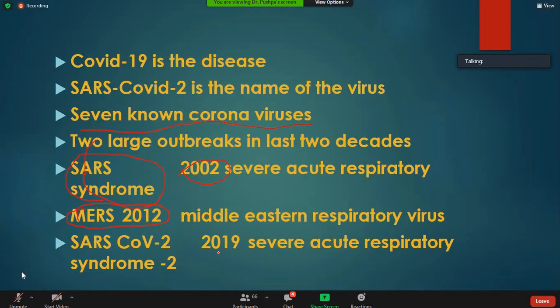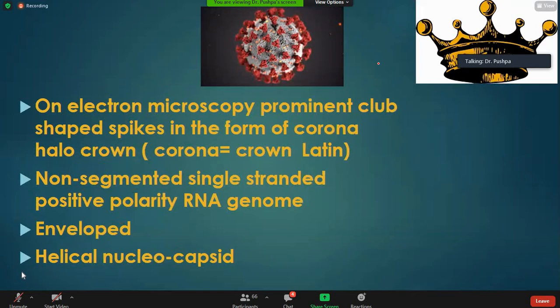About the shape and why it is called corona, because you see, it has spikes all around its surface, which are very important in causing the disease and have a specificity for certain receptors. It has a spike protein. And due to these spikes, it gives a crown shape to the virus. The Latin word for crown is corona. Corona also means halo. And in Spanish, the floral wreath which is kept on caskets is also known as corona. So it's a non-segmented, single-stranded, positive polarity RNA genome. It's enveloped and it has a helical nucleocapsid.